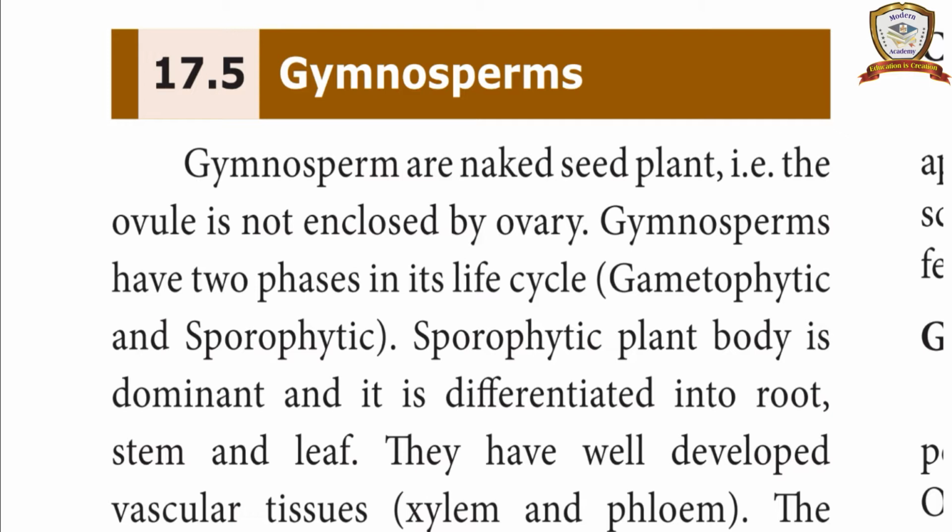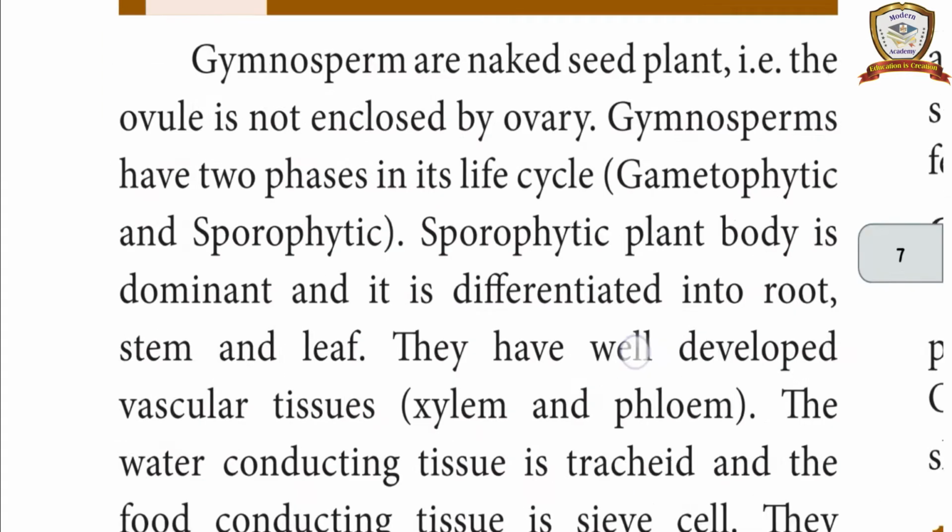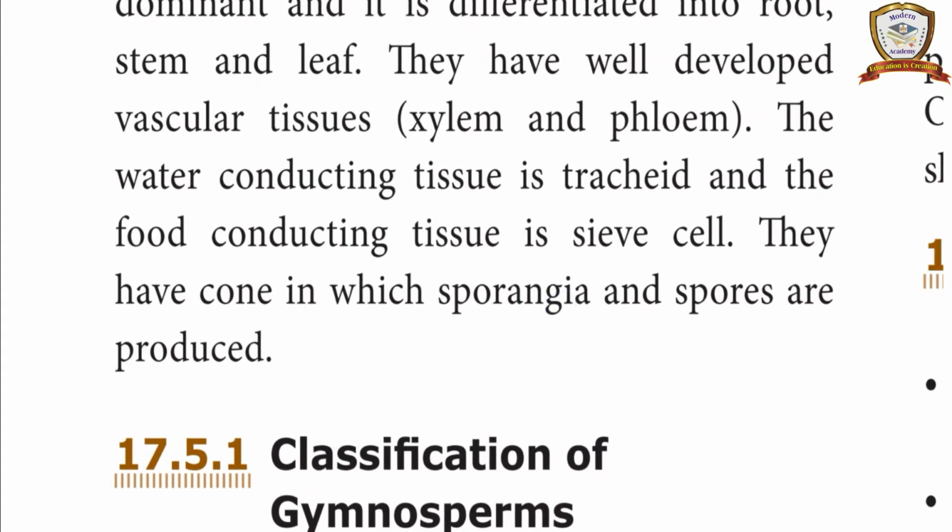Gymnosperms. Gymnosperms are naked seed plants, that is, the ovule is not enclosed by an ovary. Gymnosperms have two phases in the life cycle, gametophytic and sporophytic. The sporophytic plant body is dominant and it is differentiated into root, stem and leaf. They have well developed vascular tissue, xylem and phloem. The water conducting tissue is trachea and the food conducting tissue is sieve cell. They have cones in which sporangia and spores are produced.